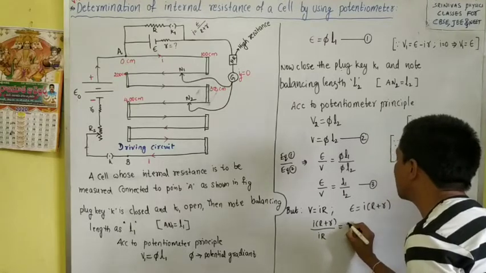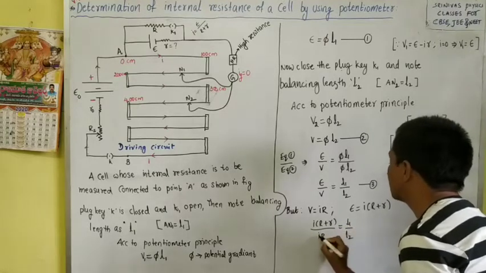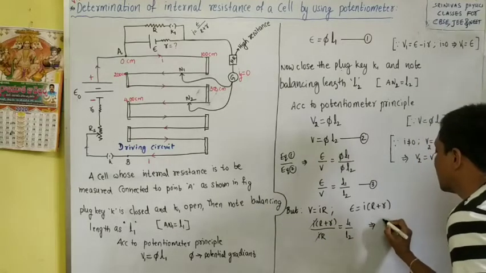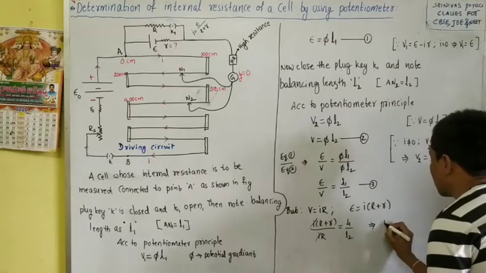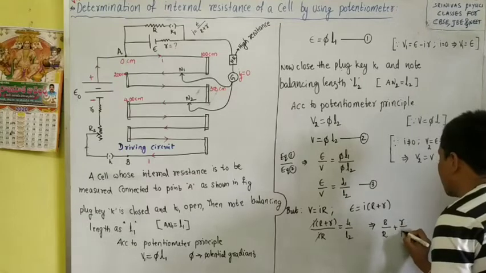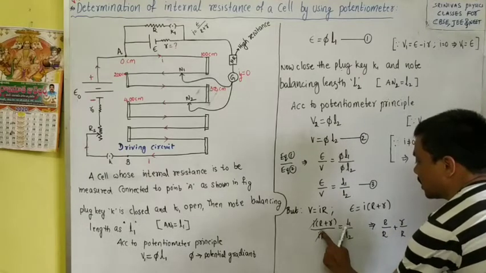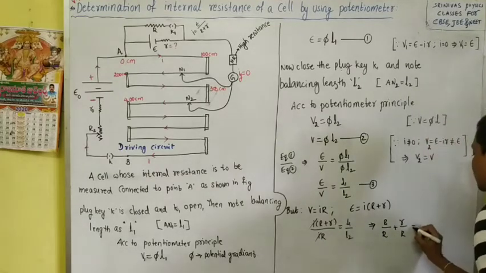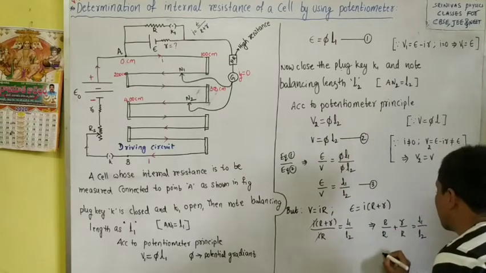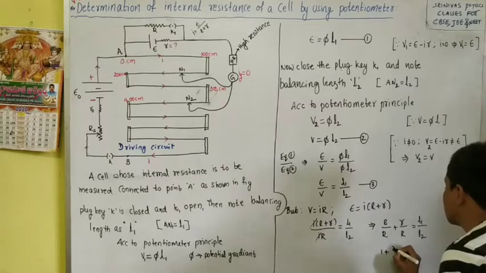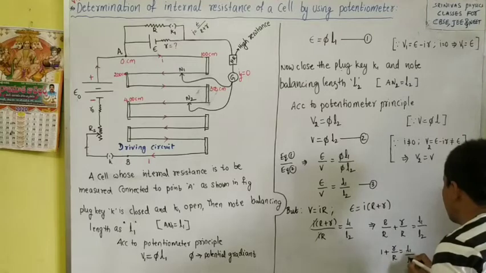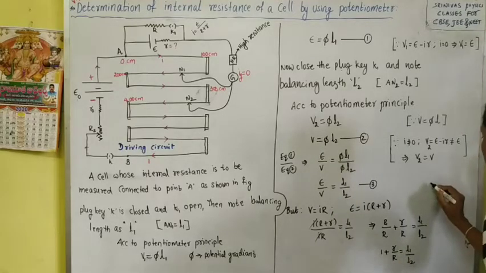You substitute in this L1 by L2. This I gets cancelled and we can simplify this equation, and we write this as capital R plus small r by capital R. Capital R by capital R is 1, plus small r by capital R is equal to L1 by L2. Then finally, let us see what final equation you will get.